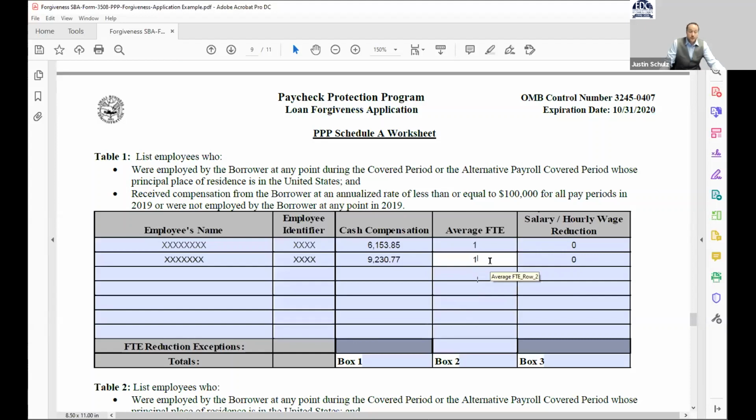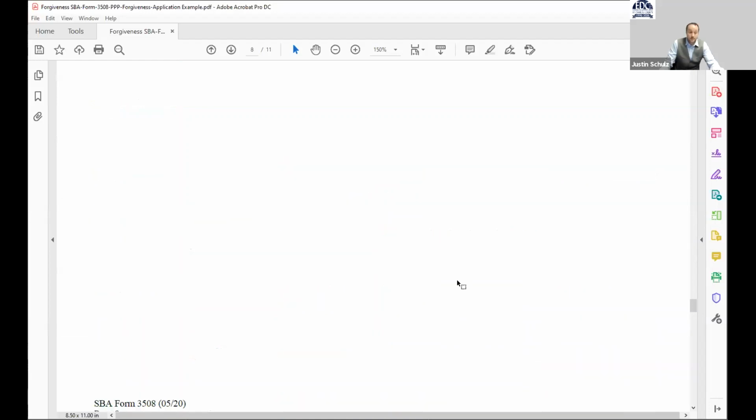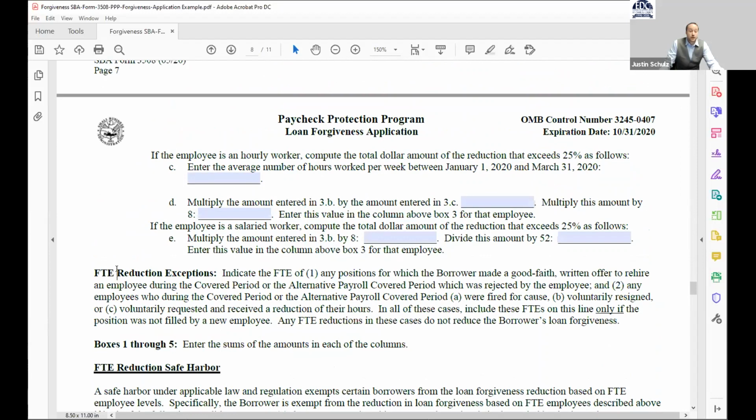One of the biggest questions that I get is what happens if one of these people during the pandemic said, I'm scared and I don't want to come back to work. So what would happen there is this would be a 0 FTE as long as they were not paid during that time period. But there is an FTE reduction exemption. And I just want to show you kind of how that works, because I think that these things might be applicable to a lot of companies.